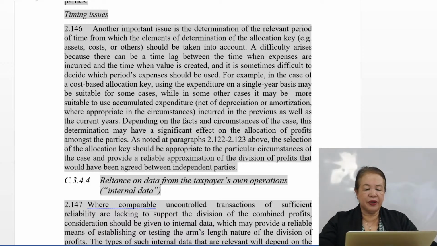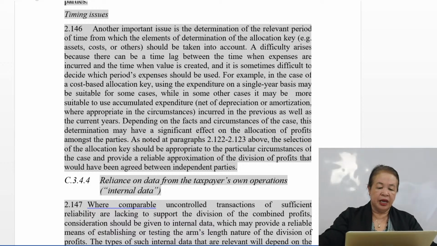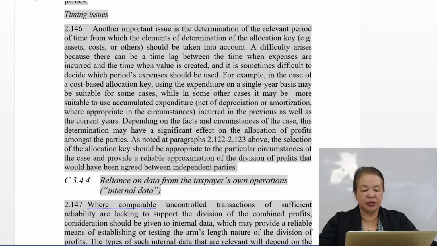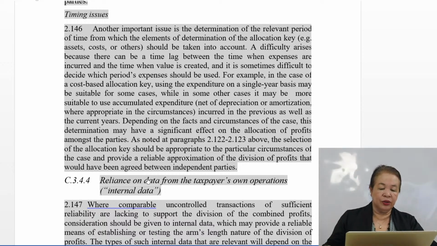So depending on the facts and circumstances of the case, this determination may have a significant effect on the allocation of profits amongst the parties. As noted at paragraph 2.122, 2.123 above, the selection of the allocation K should be appropriate to the particular circumstances of the case and provide a reliable approximation of the division of profits that would have been agreed between independent parties. So, yun yung timing issues are very important.